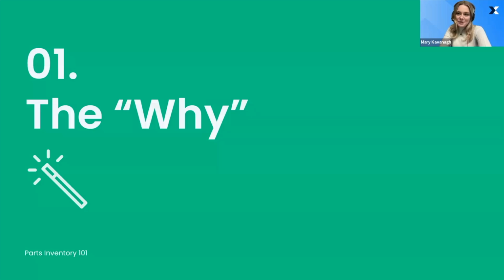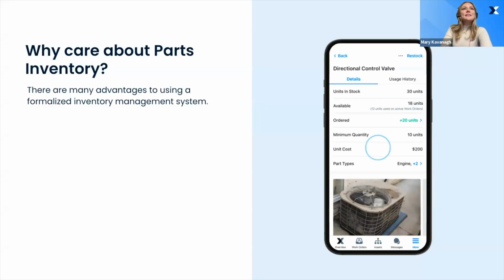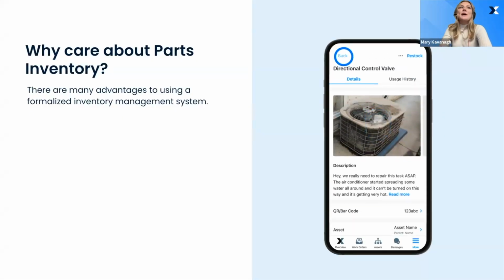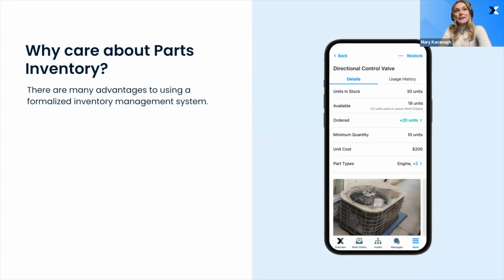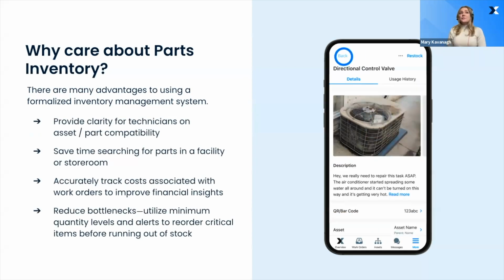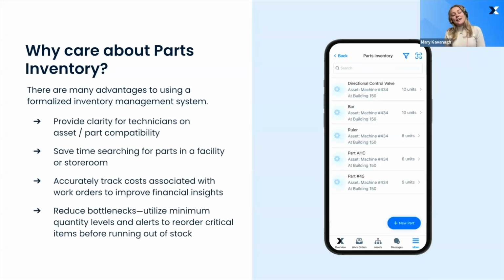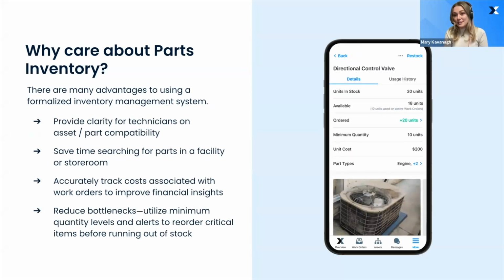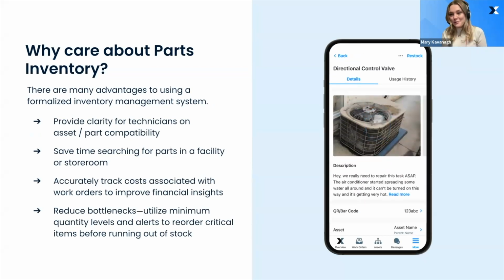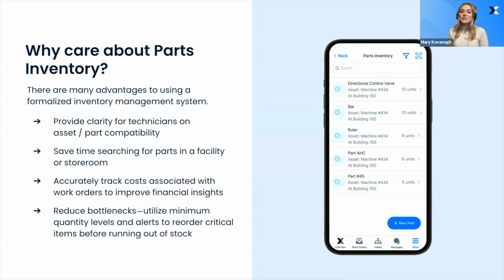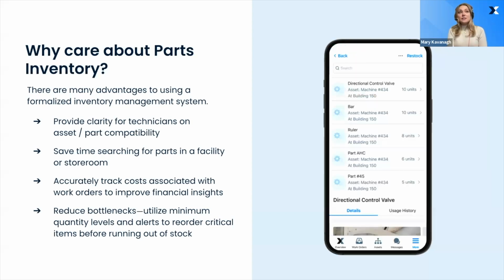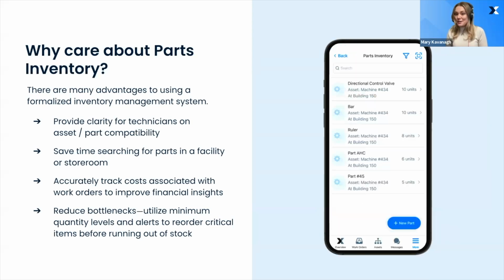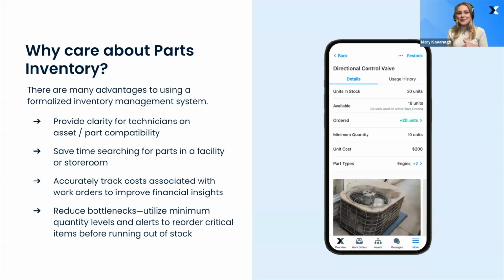Why do we want to do that? It's all very well and good for you to say that, Mary, but why do we actually care about our parts inventory? Well, there are many advantages to using a formalized inventory management system. First things first, we want to provide clarity for technicians on asset and part compatibility. Obviously, not every part goes with every asset and vice versa. So we want to have somewhere that information is stored so that your technicians know exactly what they need to be using in every repair. That's going to save you time and a lot of headaches answering the same questions all the time.